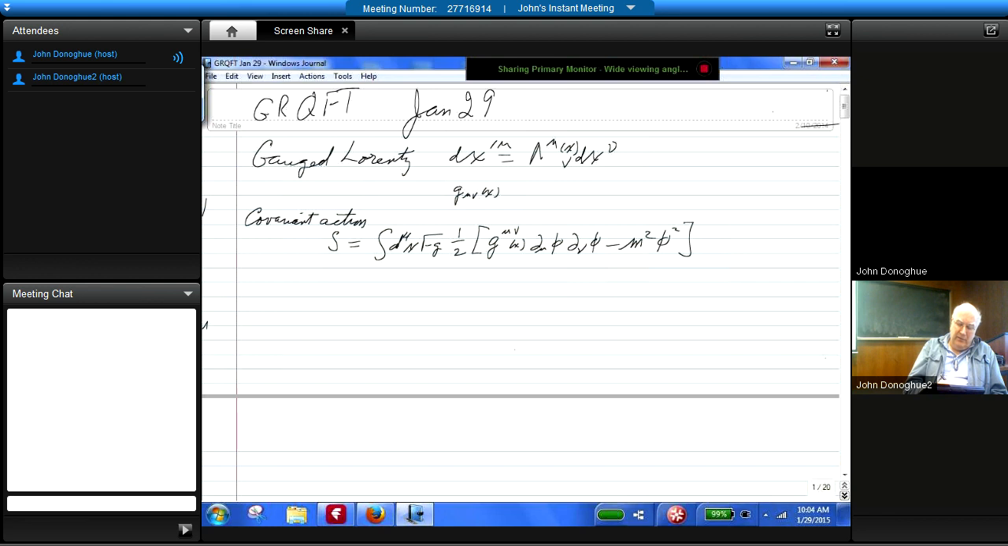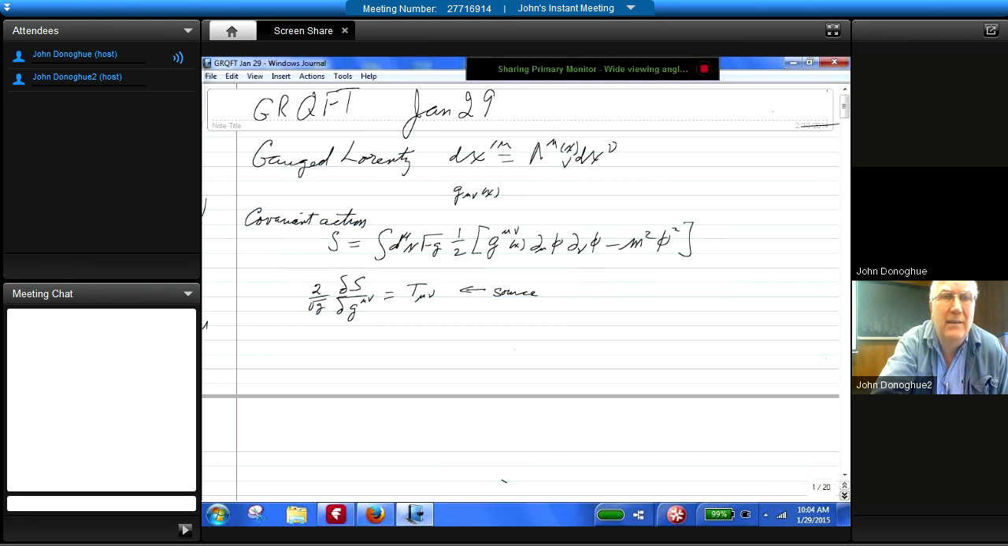But we got an immediate success. We got the variation of the action with respect to g mu nu gave us the energy momentum tensor, and the exact relation is 2 over root g times the variation is the energy momentum tensor. So there's our source. That's what we wanted all along.